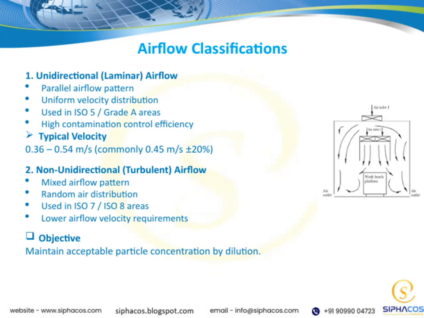Let's talk about airflow classifications and why they matter. First, we have unidirectional or laminar airflow. This moves in a smooth, parallel pattern with uniform speed, usually around 0.45 meters per second. It's used in the cleanest environments, like ISO 5 or Grade A areas, where contamination control is critical. Then there's non-unidirectional or turbulent airflow. This one moves in a mixed, random pattern common in ISO 7 and 8 areas. The goal here is to keep particle levels low by diluting the air, rather than relying on steady flow.